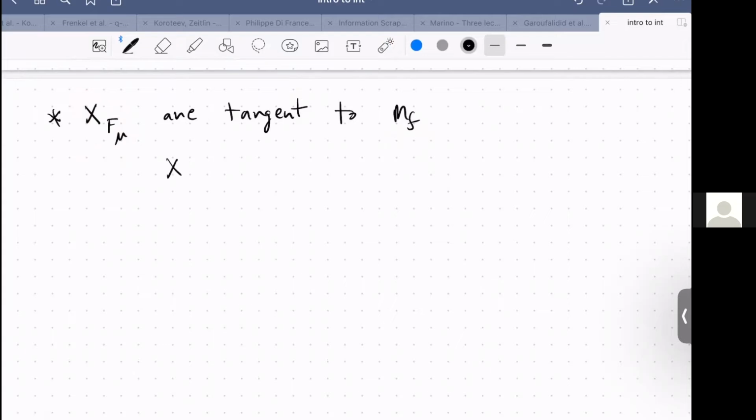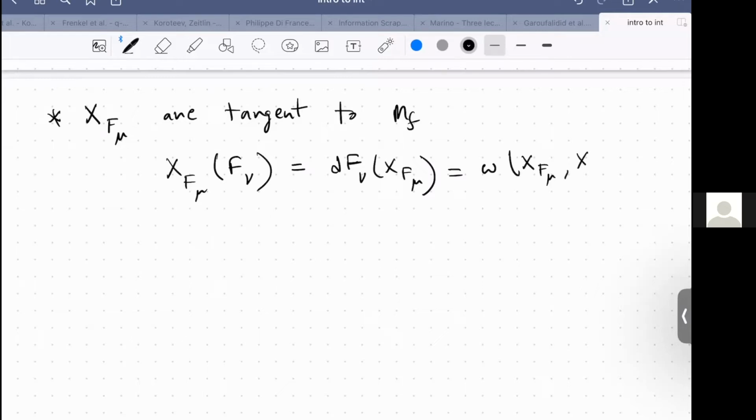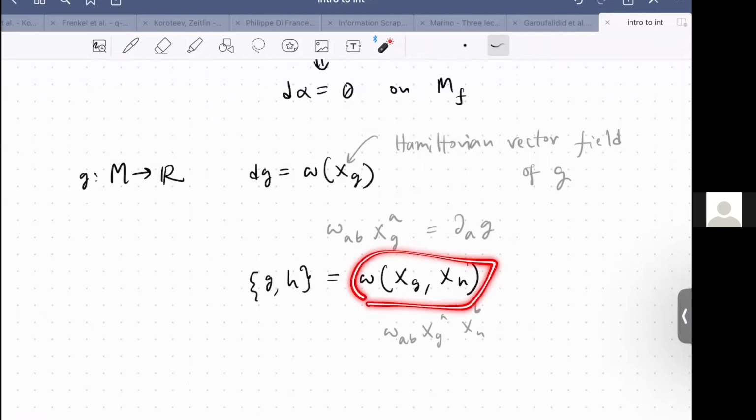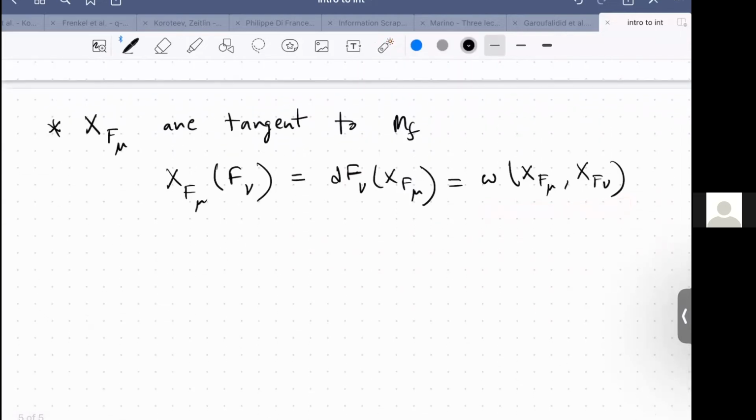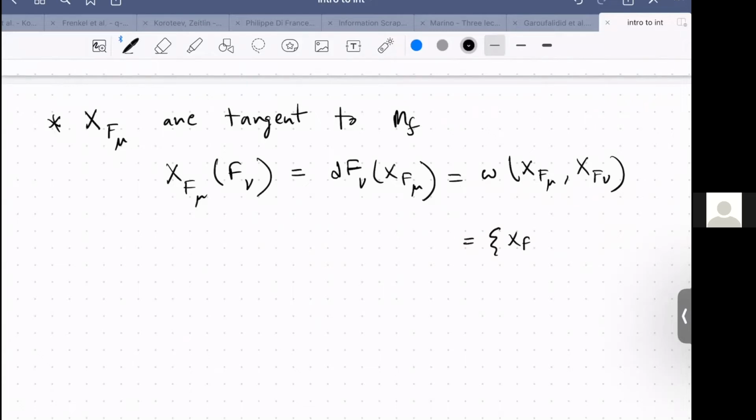So let's say that it's true. Take one of the Hamiltonian vector fields, xf mu, and act on any of the functions in involution. By the definition of the action of a vector field on a function, this is the same as df nu acting on xf mu. And then by the definition of the Hamiltonian vector fields, this is the same as omega of xf mu, xf nu. Maybe there's a sign, but it doesn't matter. And then we just claim that this object is the same as the Poisson bracket. So you find the Poisson bracket of these special functions.